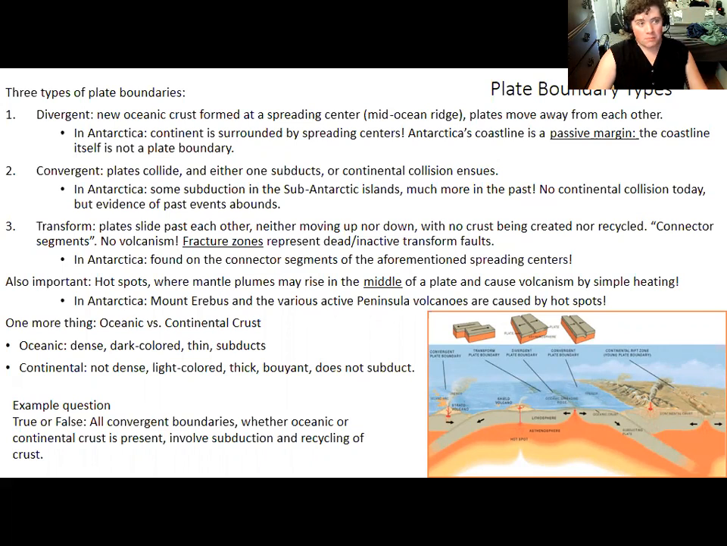So questions about plate boundary types. How common are convergent plate boundaries that result in mountains compared to subduction? I'd say you get subduction much more, because 2 out of 3 times you get subduction. Ocean, you get subduction. Ocean continent, you get subduction. Continent, you get collision.